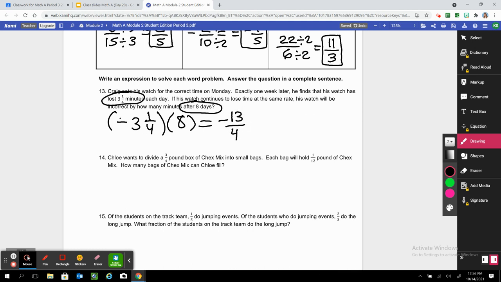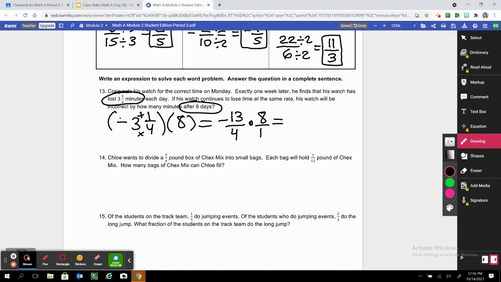So 3 times 4 is 12. Again, we multiply the diagonal, we add the numerator. So that's 13 over 4, and then I add the negative, times 8 over 1. I don't have to keep change flip because this is a multiplication problem. So I just multiply straight across. I'll multiply negative 13 by 8, and then I'll multiply 4 times 1.